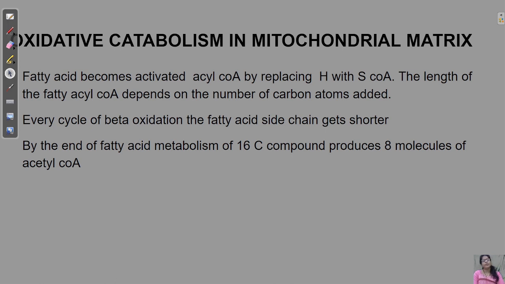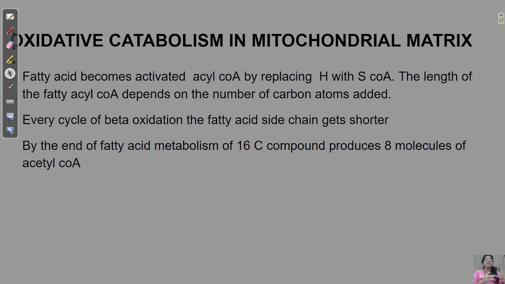I told you the structure of acyl CoA: the H part is replaced with S CoA, and the fatty acyl CoA R group depends upon the number of carbon atoms present. It could be 14, 16, or 12, like that. In this class I want to talk about palmitoyl CoA, which is a 16 carbon fatty acid chain.